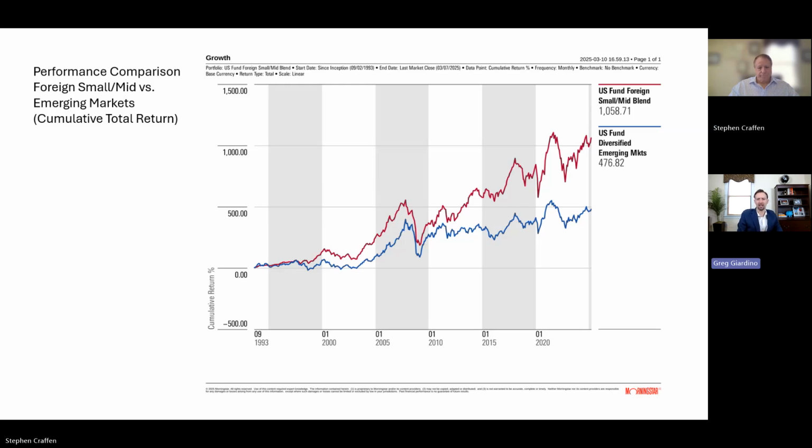And as you can see here, this is a chart going back from 1993, just showing you if you invested a dollar amount, where it would be today. And you can see here, emerging markets, you'd wind up with $476 versus $1,058 for a small international blend here. So something to consider for your portfolio. And there has been some good historical performance on it.